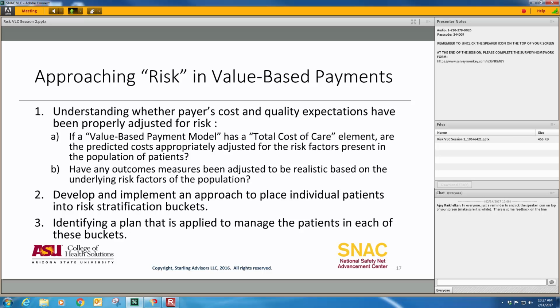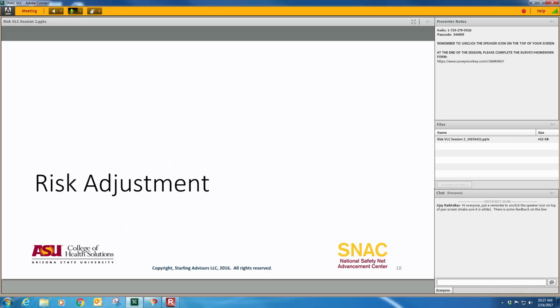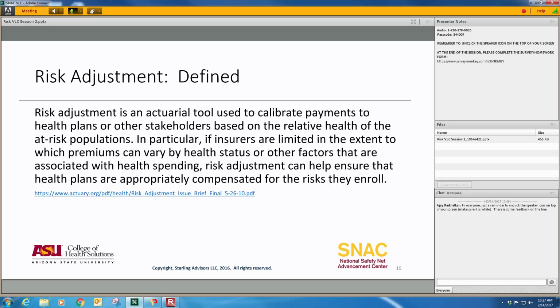Then we want to look at developing and implementing an approach to place individual patients into risk stratification buckets and identify a plan that is then applied to manage the patients in each of that bucket. That's essentially the framework right there. So let's get started with risk adjustment.